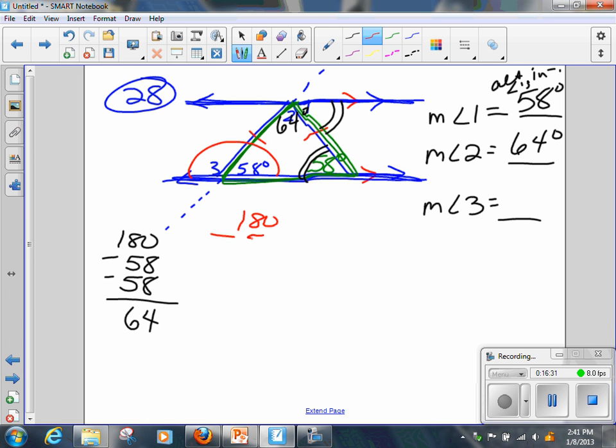180 minus, which is 122. So the measure of angle 3 is 122 degrees because of linear pair. How about that, Justin? Does that make sense? Another problem that I guarantee you will see. Guarantee it. Okay? You got to work hard. Questions? Get those notes out.